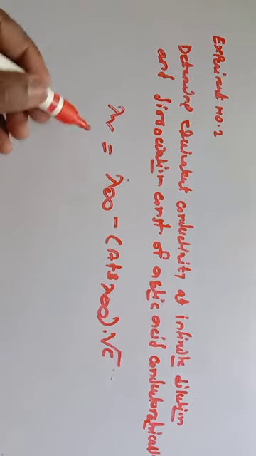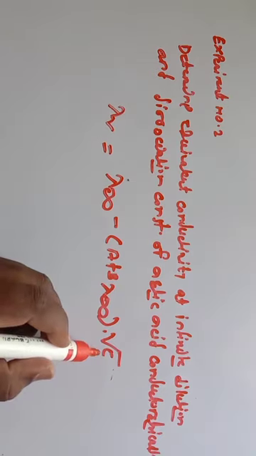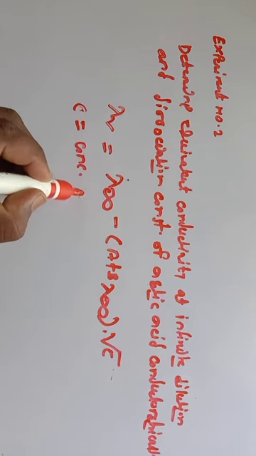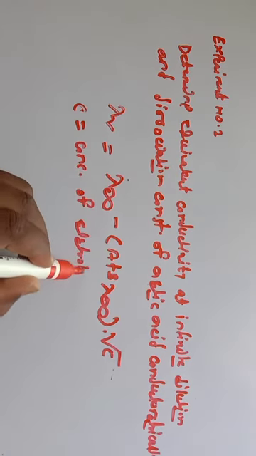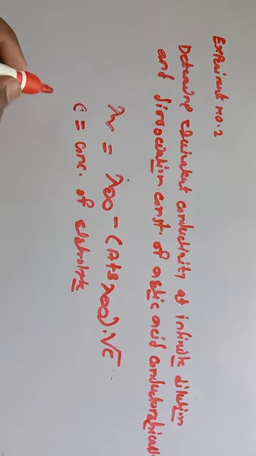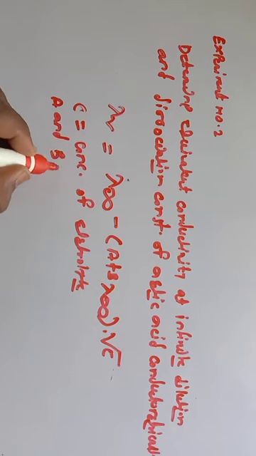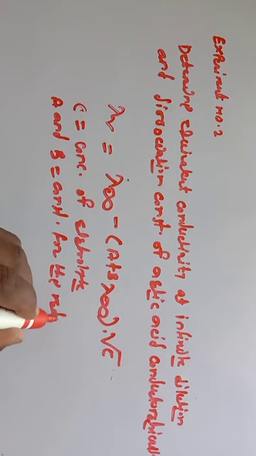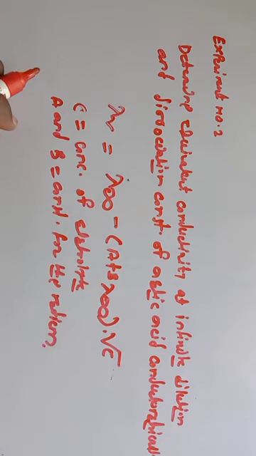So what does it indicate? The equivalent conductivity varies with the square root of concentration, where C is the concentration of the electrolyte, and A and B are constants for the medium. This equation satisfies the equation of a straight line, y equals mx plus c, where c is the intercept, m is the slope, x is the independent variable and y is the response.